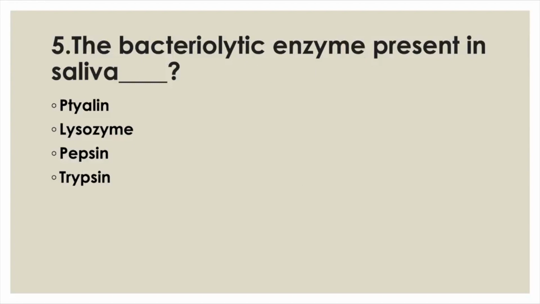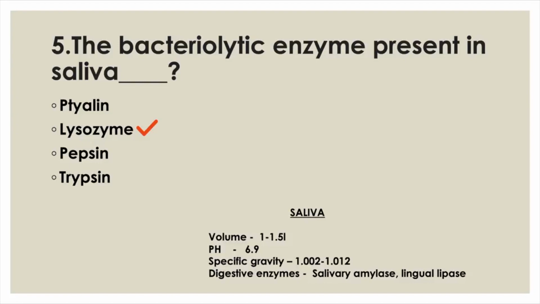The bacteriolytic enzyme present in saliva. Option A, ptyalin. Option B, lysozyme. Option C, pepsin. Option D, trypsin. Answer, option B, lysozyme. Saliva: the volume 1 to 1.5 liter, pH 6.9, specific gravity 1.002 to 1.012. Digestive enzymes, salivary amylase and lingual lipase.